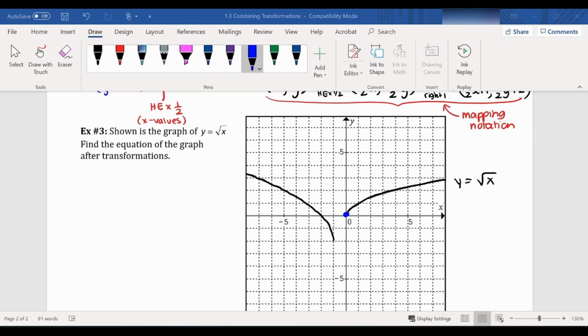This is where my root graph starts. And over here is where my new graph starts. Well, I know that that point could not have been affected by a reflection, expansion, or compression. The only way that point could have moved is by moving left, right, or up, down. So clearly we can see that this point moved down by 2 and left by 1.